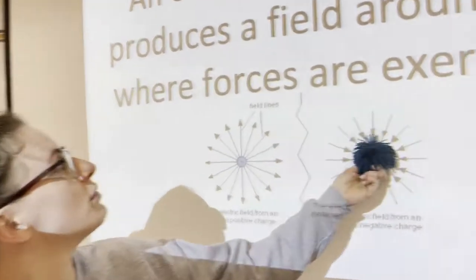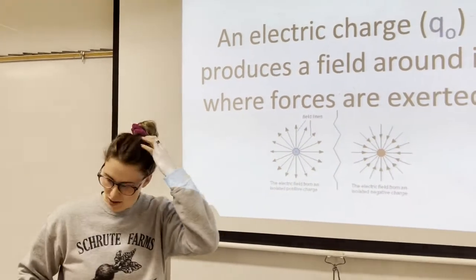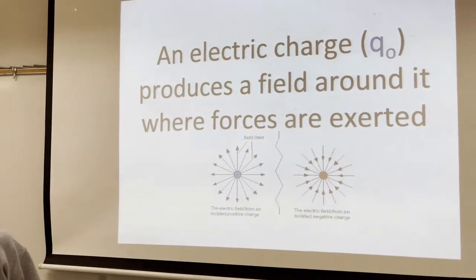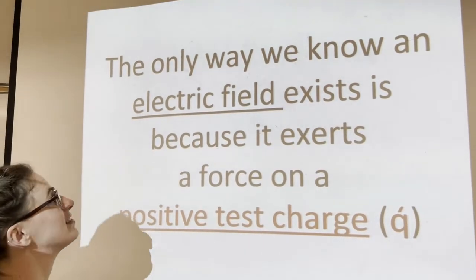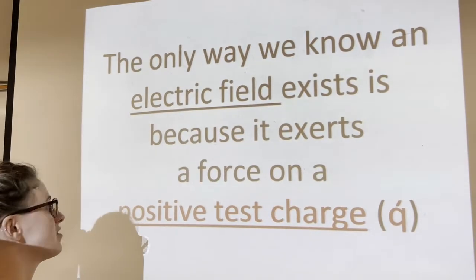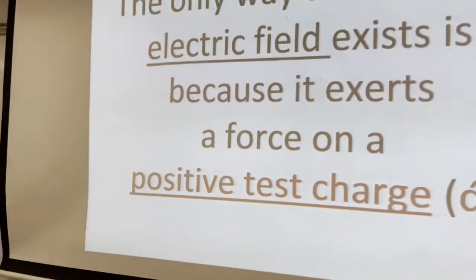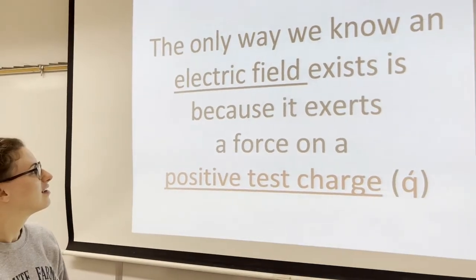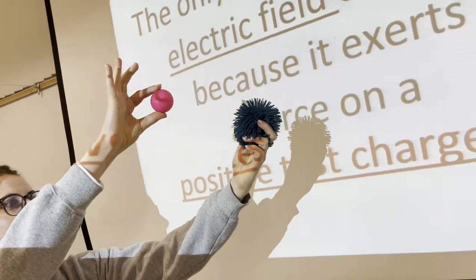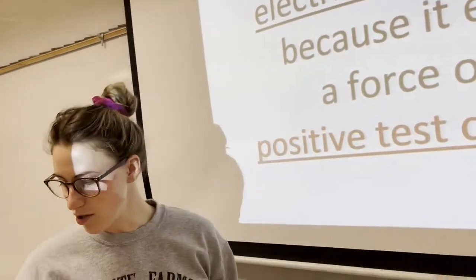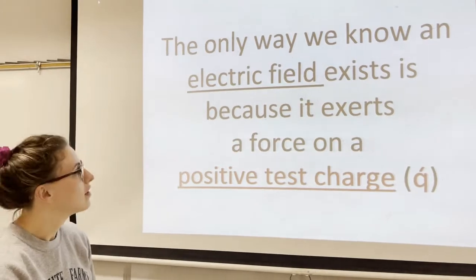Here's our original charge in both cases, right? And it produces a field either outward or inward, and you called it like spokes on a bicycle. Okay, so the only way we know an electric field exists is because it exerts a force on a positive test charge. And I just realized I should have made that force red, because it exerts a force on a positive test charge. And we would see arrows going either in or out depending on what the charge of this guy is.